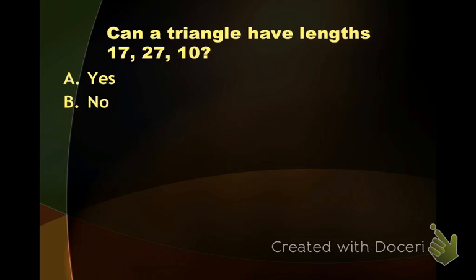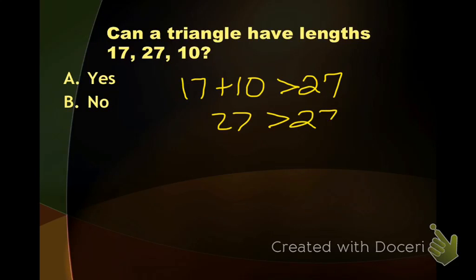Okay, how about 17, 27, and 10? So we've just increased the last example. 17 and 10, is that greater than our longest side? Well, it's actually equal to, but it has to be greater than. So again, this is not going to work out.